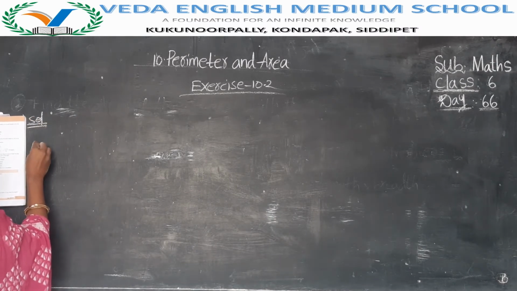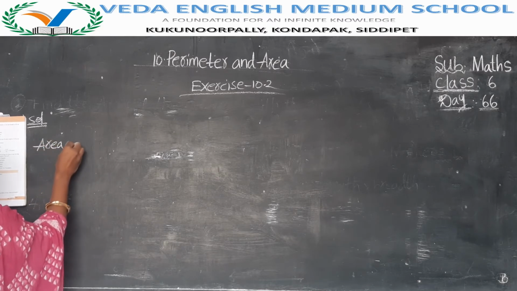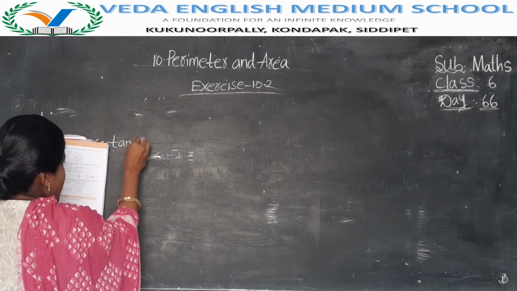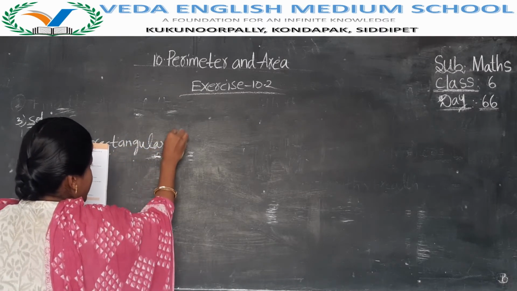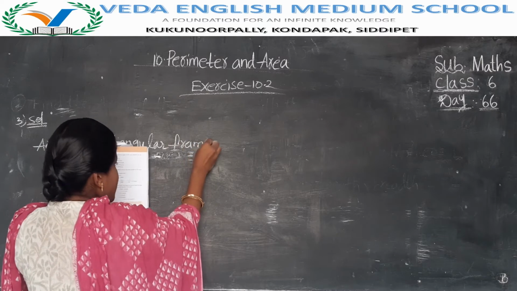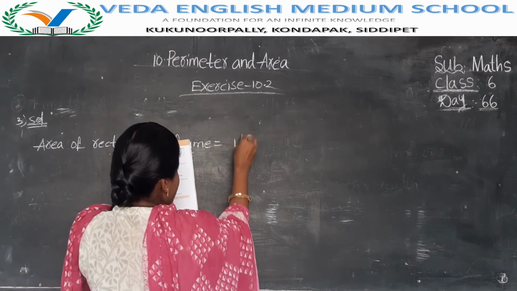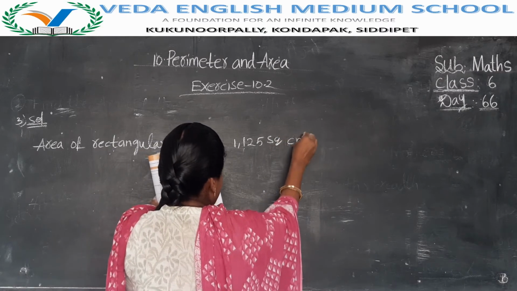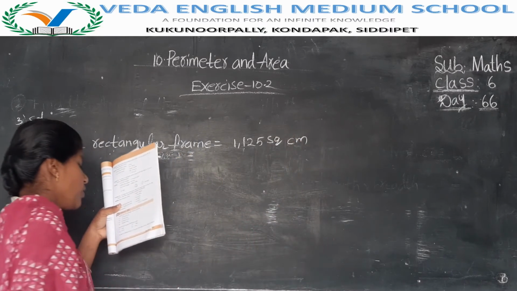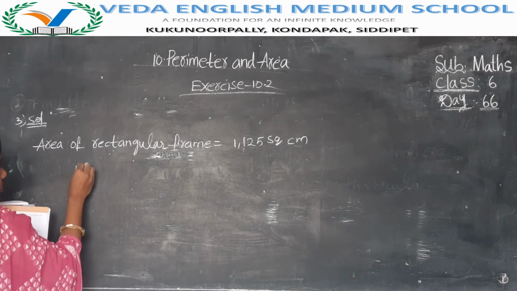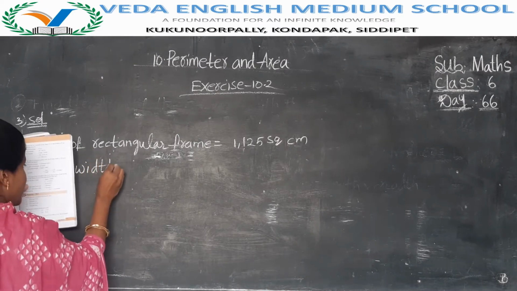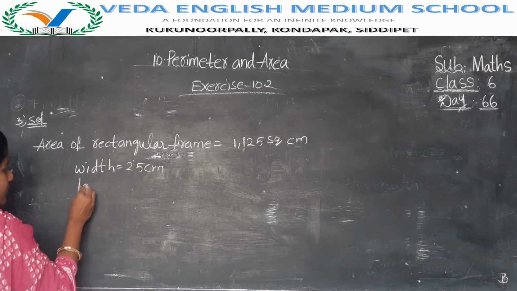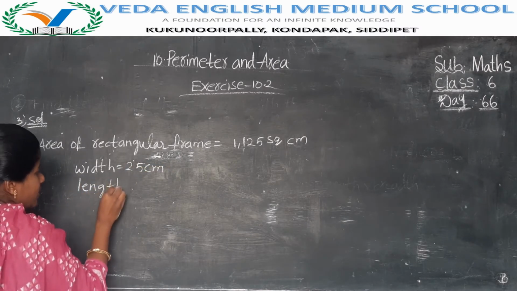Area of rectangular frame is equal to 1125 square centimeters. Then its width, they have given, width is equal to 25 centimeters. Now we have to find the length. Length we don't know, so length is equal to question mark.